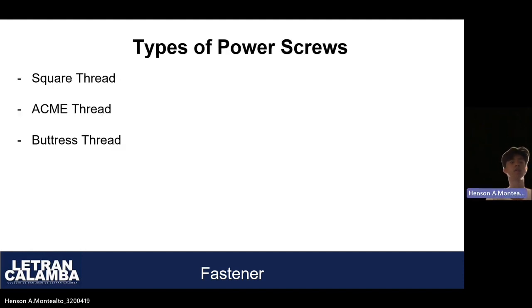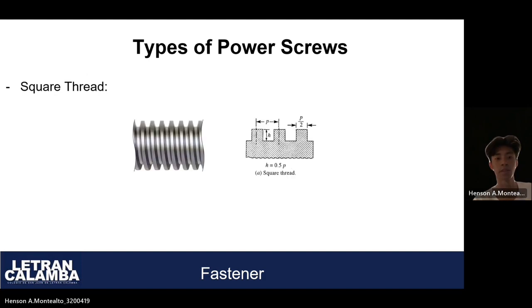Slide. We have three types of thread. First, the square thread can be used to transmit power in either direction. Square threads have maximum efficiency and there is no radial or bursting pressure on the nut, increasing the life of the nut and making its motion uniform. But it is difficult to manufacture square thread because these are difficult to cut with taps and dies, and are usually cut on a lathe with a single point cutting tool.